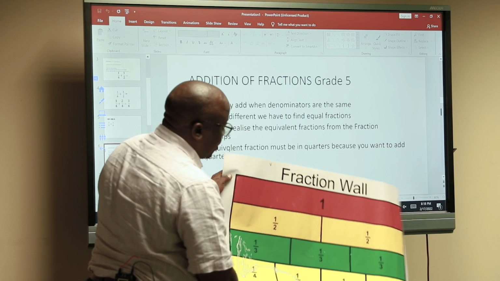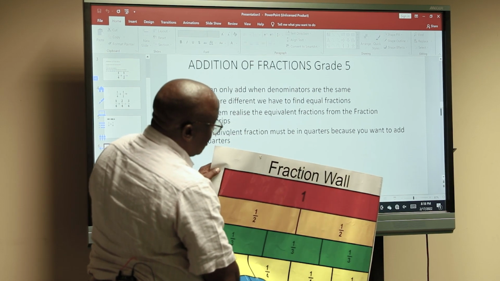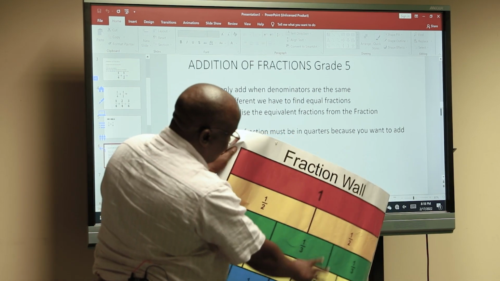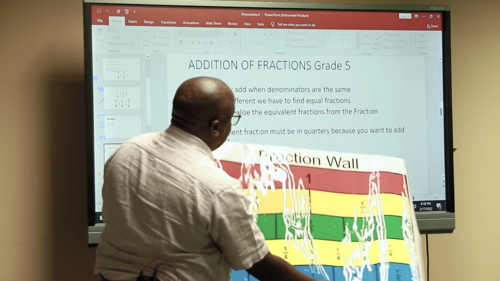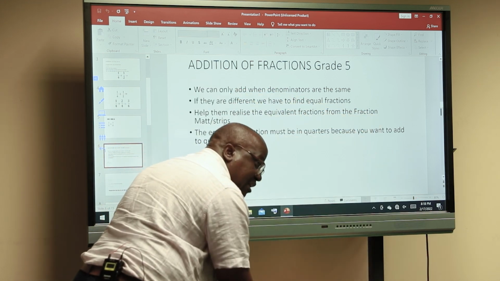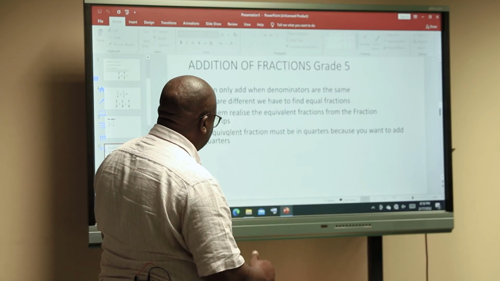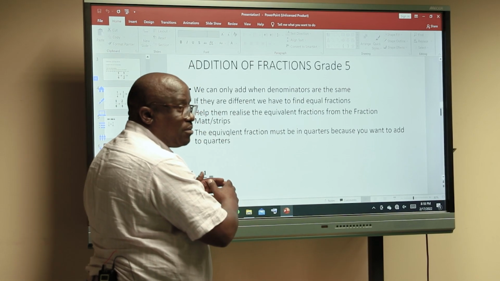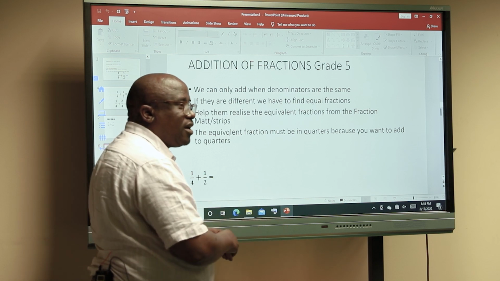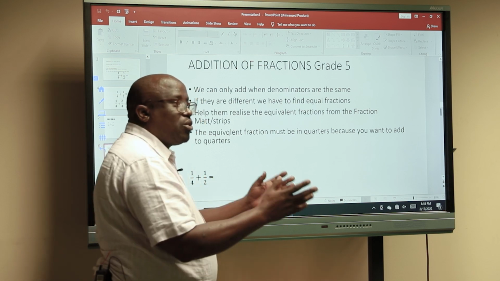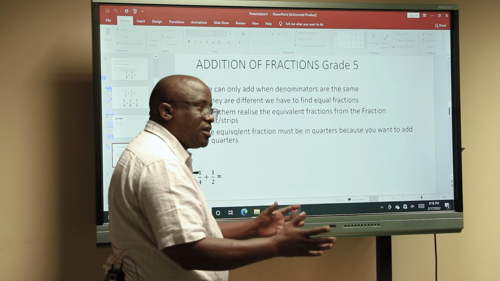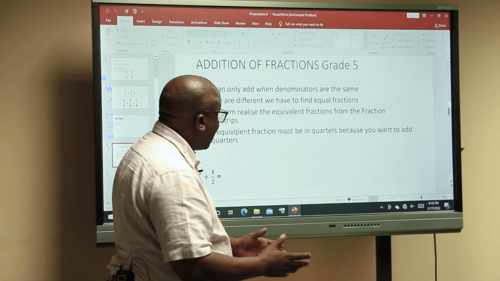I hope all of us have this chart. We show them the equivalent fractions on the chart. They can even have the maths where they can look and see the equivalent fractions. Remember, you are preparing them for abstract work where they're not going to use the charts, but they will use things like formulas, finding the common denominator, and the like.